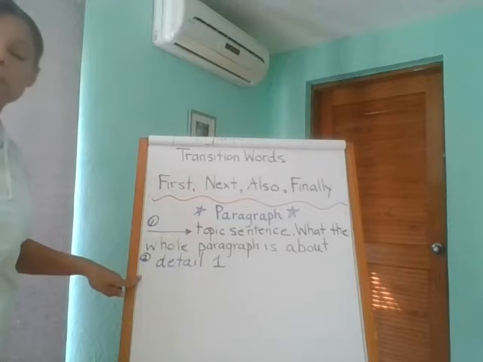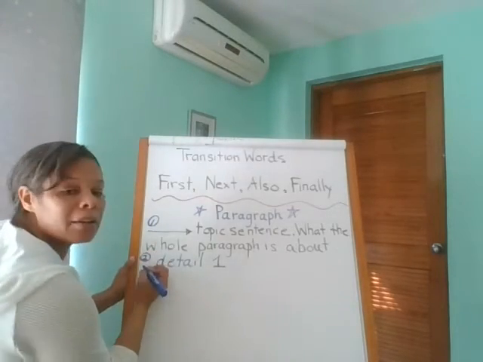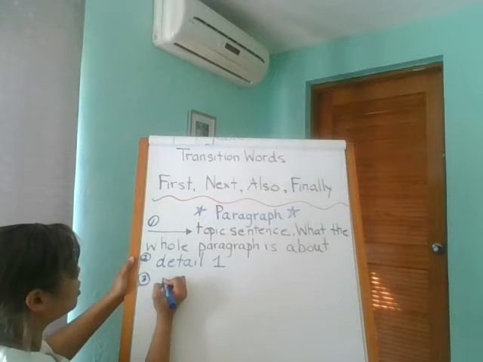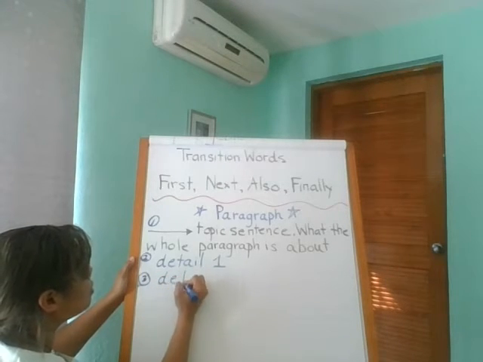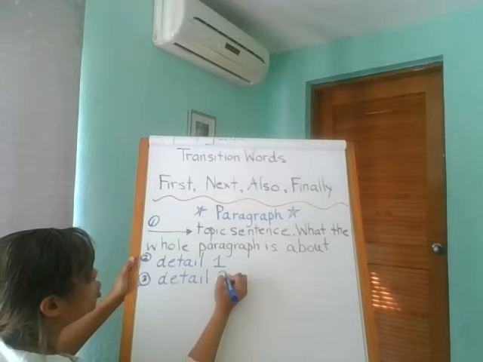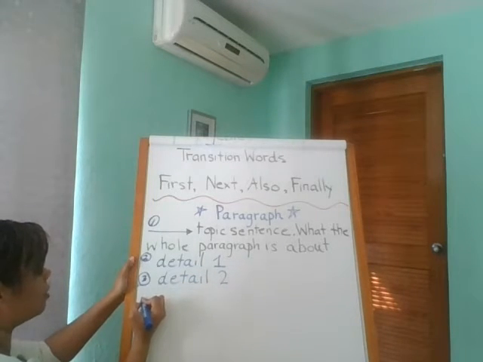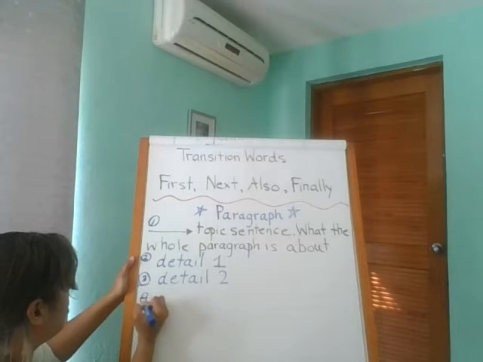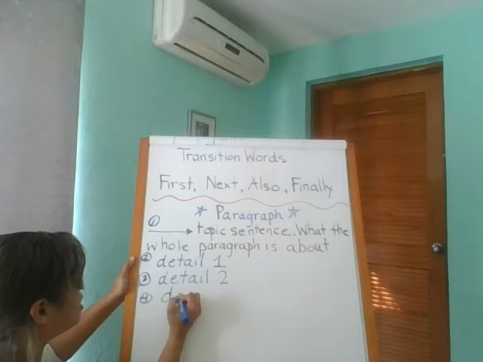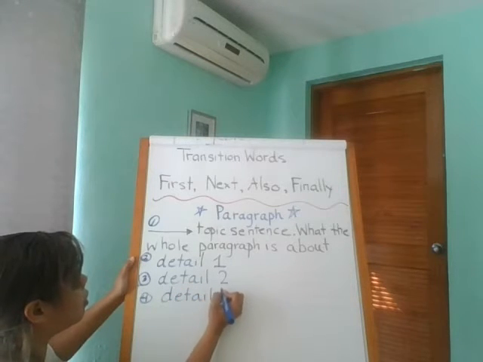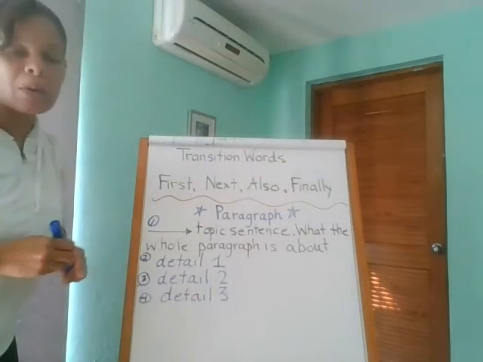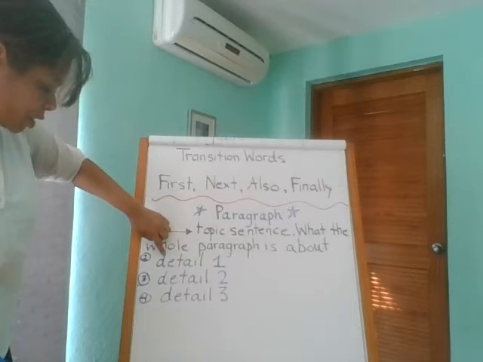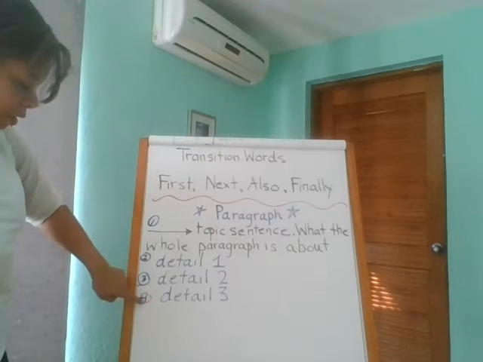And what do you think comes next? What's going to be the third sentence? Detail number 2. And then, let's see, go down one more. Detail 3. So far we've had 4 sentences. The first sentence is our topic sentence, what the whole thing is about. The first supporting detail, the second supporting detail, the third supporting detail.